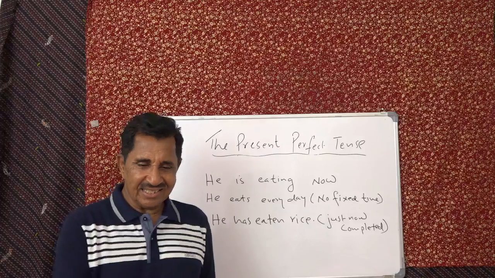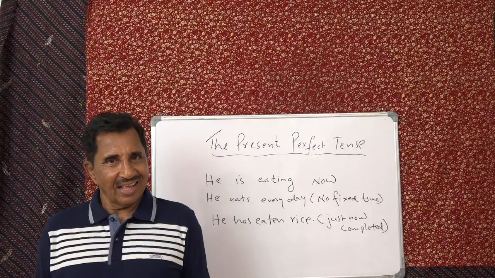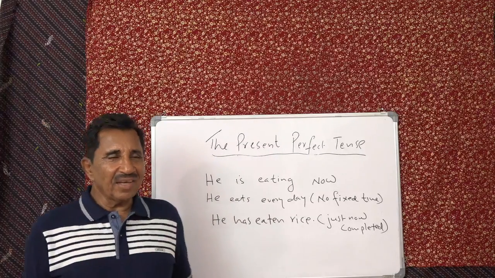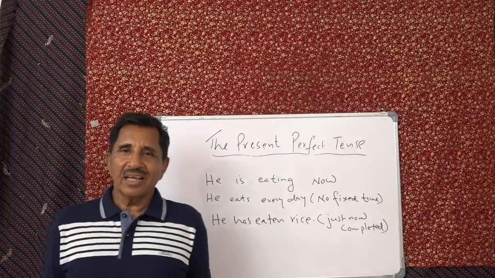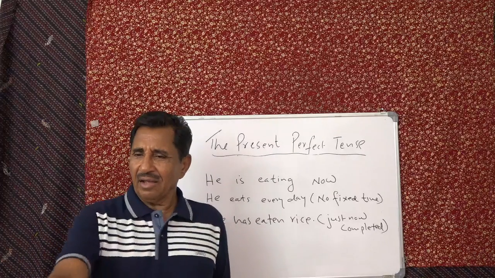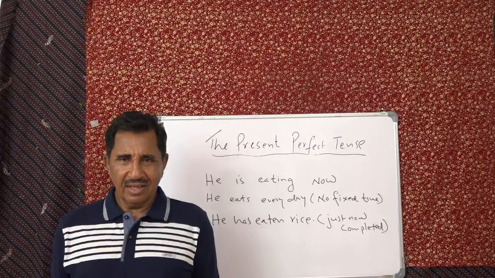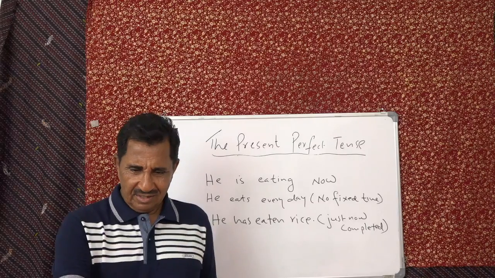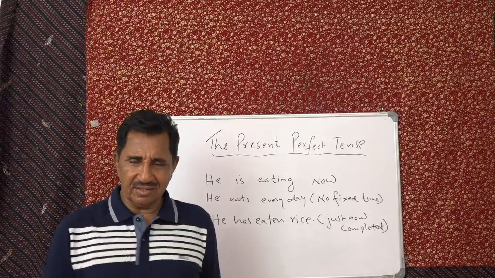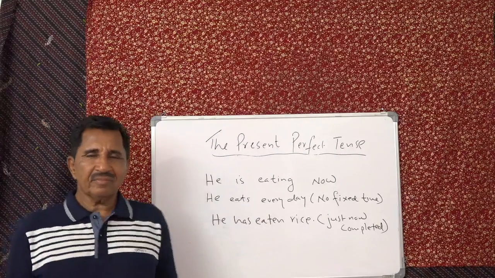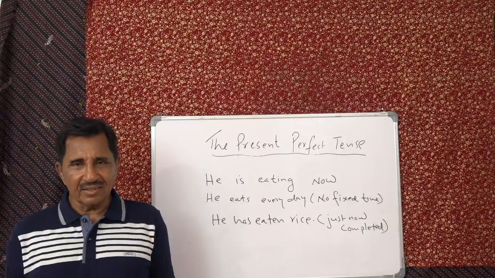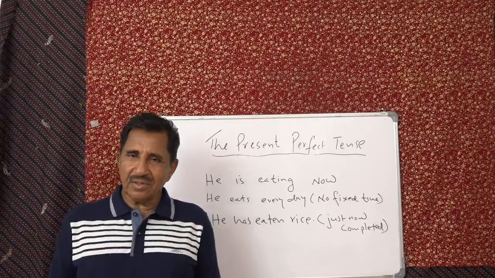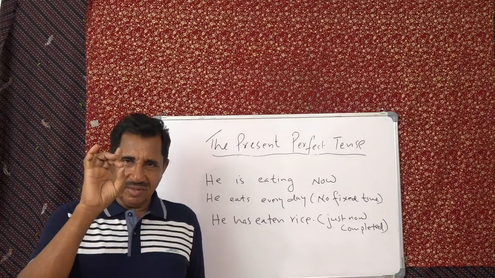You get the eats. Then in the present perfect, you will say, I have, you have, he has, she has, it has. This is the distribution. After the distribution, you contract it.